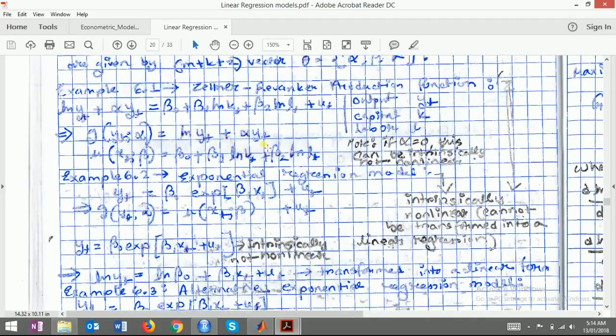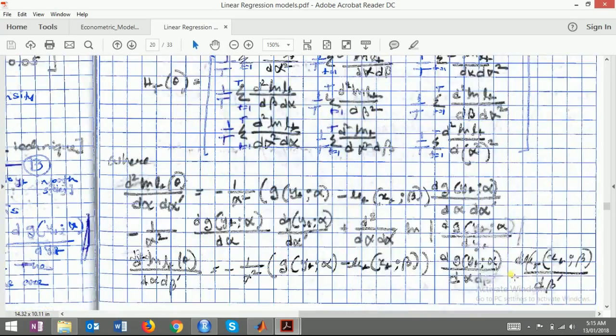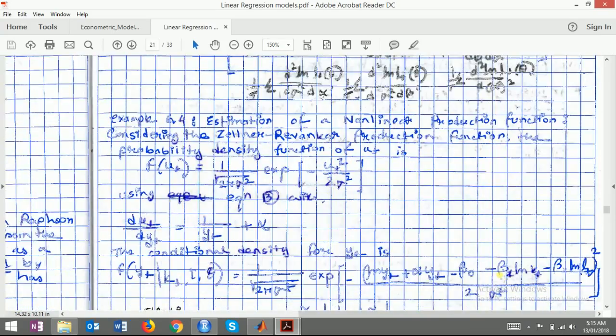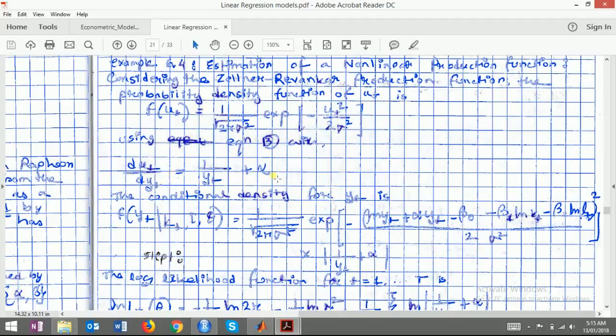See, 1 by yt plus alpha. So here, because of log, we have 1 by yt, and this one becomes simply alpha because yt becomes 1. So that was the Zellner-Revankar production function, and there you go: yt squared, ut squared minus 2 sigma square. This is the conditional probability density function and this is the representation when we are taking the difference on the log of the dependent variable, the nonlinear dependent variable function.